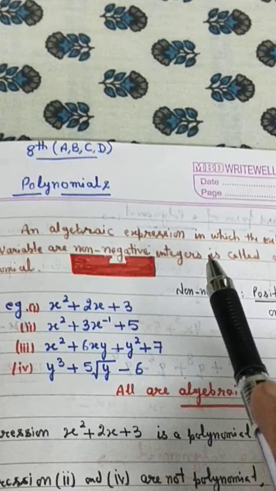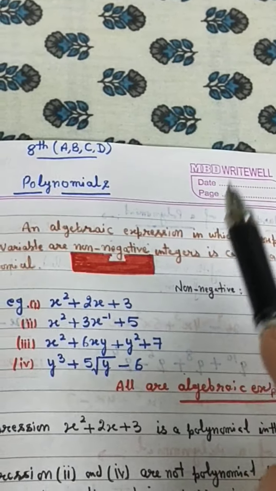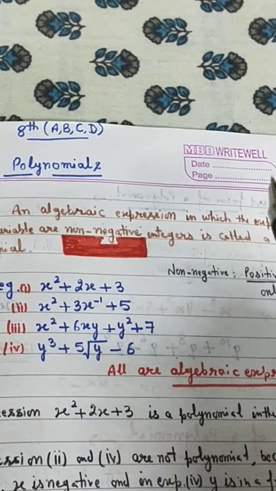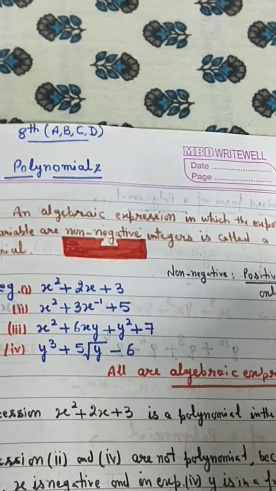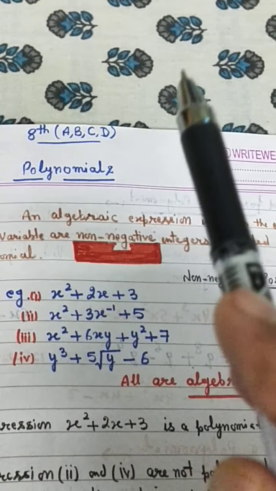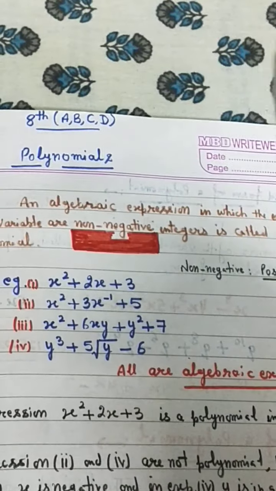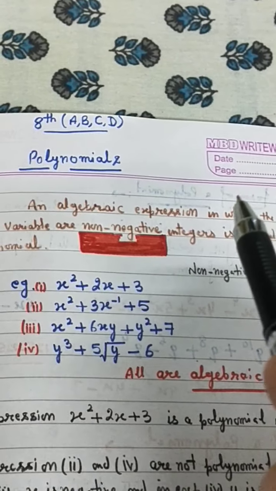It means the power or exponent of your variable is only a positive integer. It is neither a fraction nor a negative integer. Okay, so this is called a polynomial. And we deal with polynomials with only one variable, not two variables, only one variable.